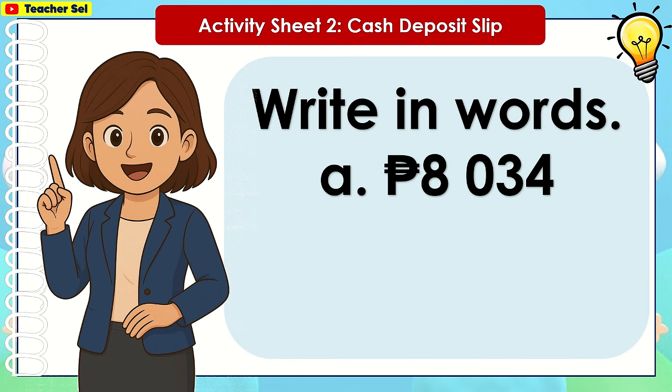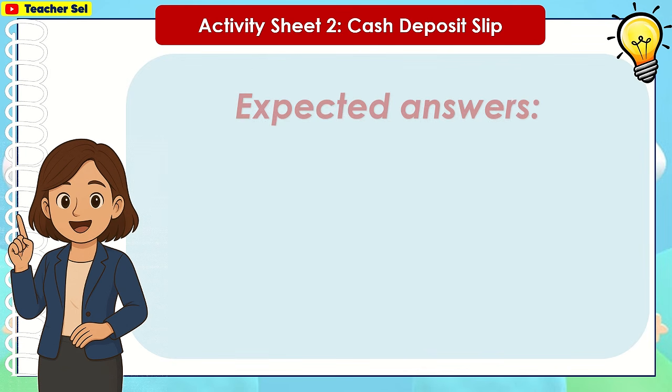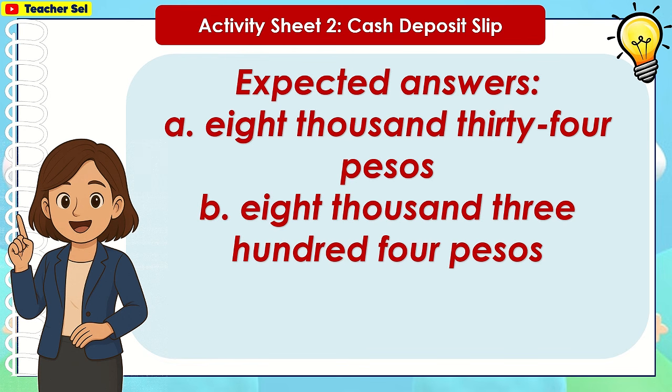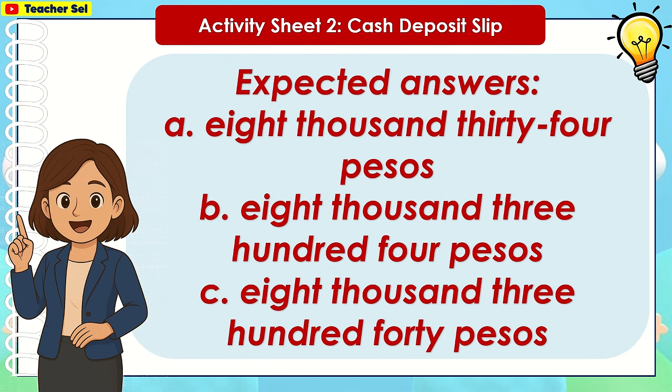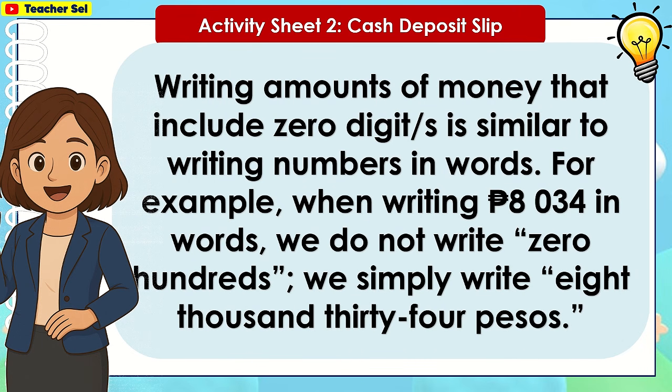Write in words. Here are the expected answers: 8,034 pesos, 8,304 pesos, 8,340 pesos. Writing amounts of money that include zero digits is similar to writing numbers in words. For example, when writing 8,034 pesos in words, we do not write zero hundreds. We simply write 8,034 pesos.